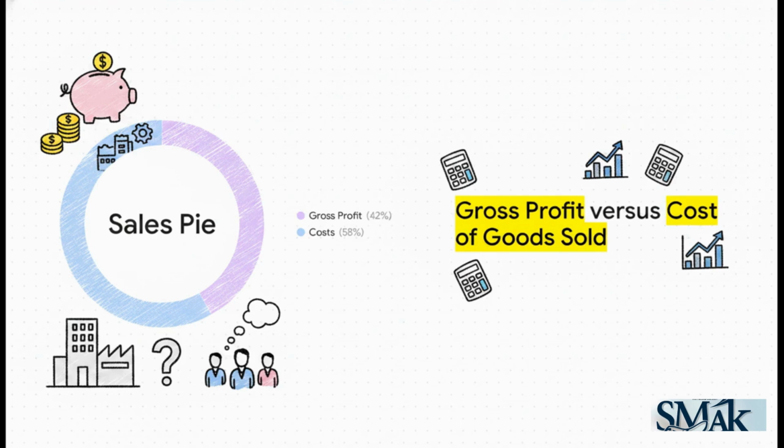The result is 41.67%. That means nearly 42% is your raw profit before operating expenses are even touched, while the other 58.33% goes directly into the cost of actually producing the goods. This basically tells us exactly how much markup we have to play with before we start paying for things like rent or salaries or the whole shebang.